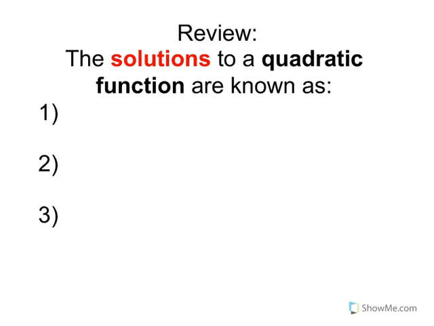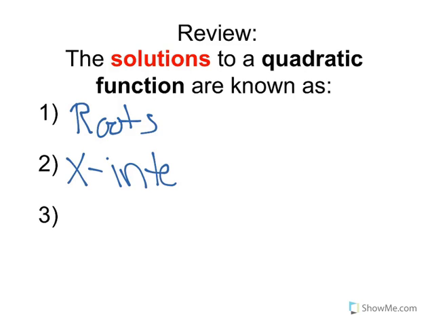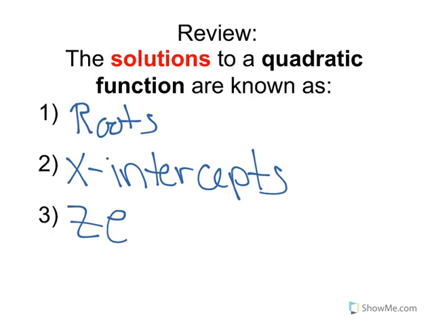So to review, we have a couple of different names for the solutions to a quadratic function. One of them is the roots of a quadratic function. Another one would be the x-intercepts. And then the third one would be the zeros. So all of those words mean the same thing as the solution to the quadratic function.